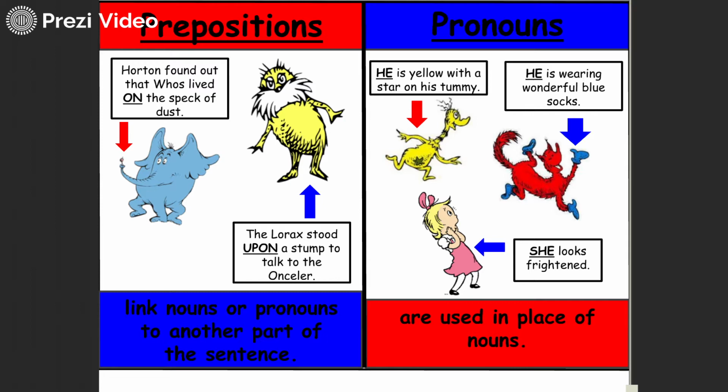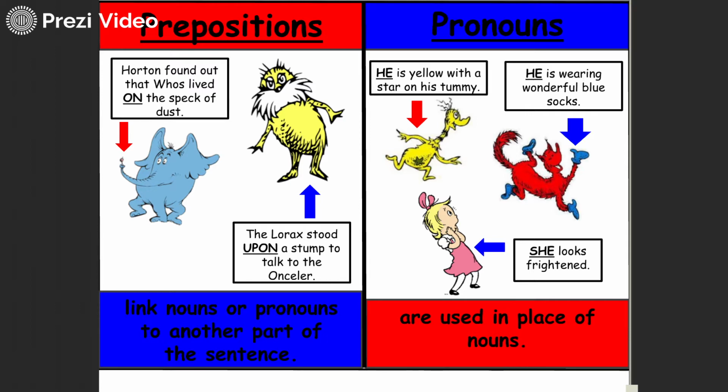Think of on, in, under, over, on top, upon. Those are all prepositions. Within, between, where things are happening. Think of prepositions. Pronouns, they take the place of a noun. He is yellow with a star on his tummy. He is a Sneetch. He has a name, but I'm using the pronoun he in this case to take the place of his proper name or what he is.